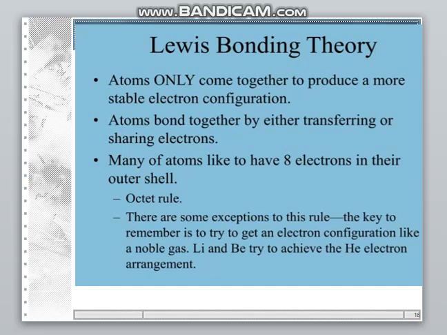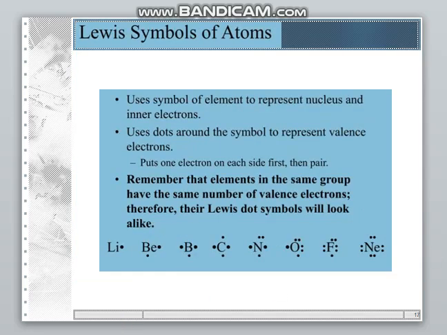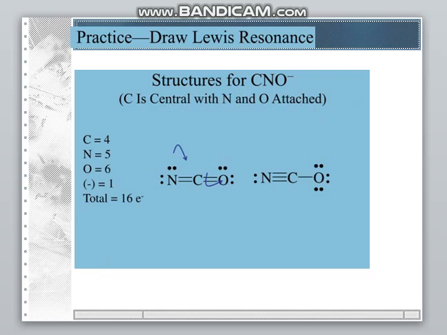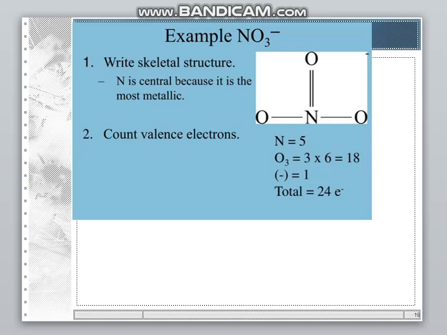Atoms only come together to produce a more stable electronic configuration. Atoms bond together by transferring or sharing electrons. Many atoms like to have 8 electrons in their outermost shell, called the octet rule. Lewis symbols of some atoms are given. The structure of CNO is also given. The structure of NO3, nitrate, is also given.